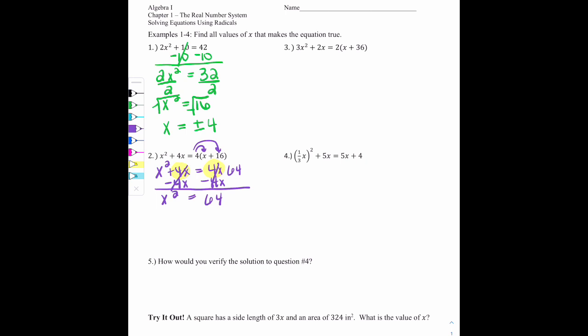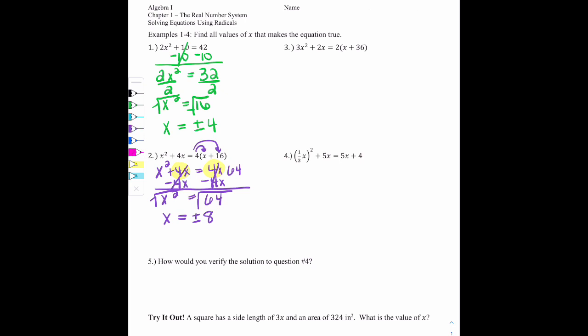Just like in number 1, if x is being squared, we want to do the opposite thing to undo it. The opposite of squaring is taking the square root. So we're going to take the square root of this side and do the same thing on the other side so that we're keeping it equal and in balance. So we end up with x equals, and we get 8, but remember, 8 times 8 is 64, and so is negative 8 times negative 8. So we want to put the plus or minus in front to show that both of those responses are correct.